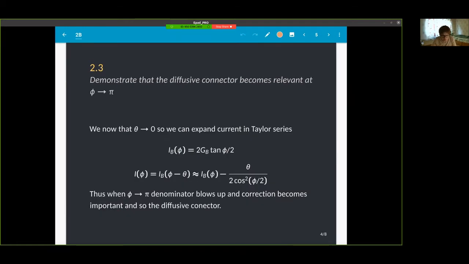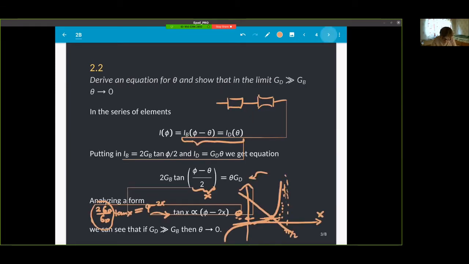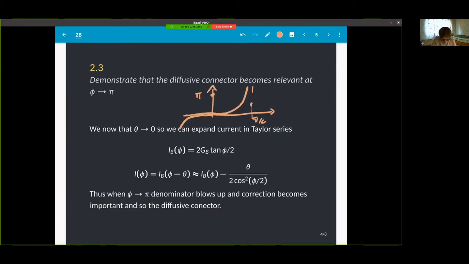The third question is to demonstrate that the diffusive connector actually becomes relevant. And we again can draw a picture. Let's draw only this part of the tangent, up to pi over 2. And we have what would go from pi, I guess. Let's assume it goes from pi and then goes downward like this.